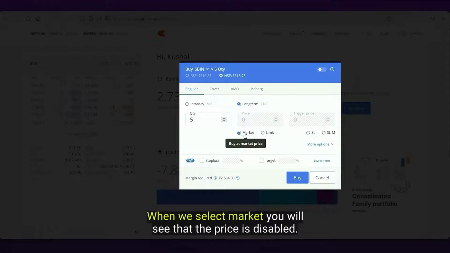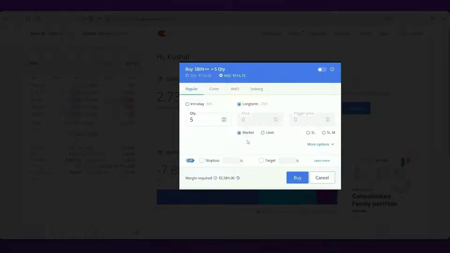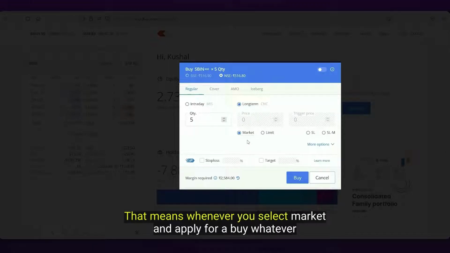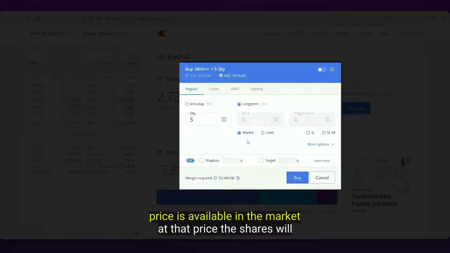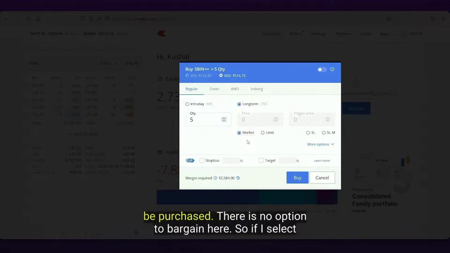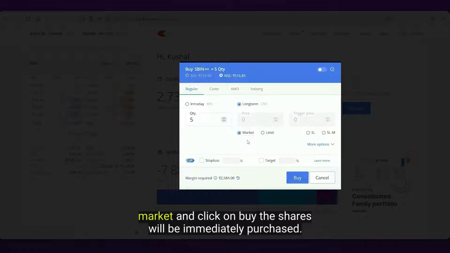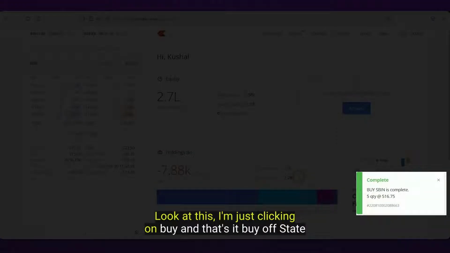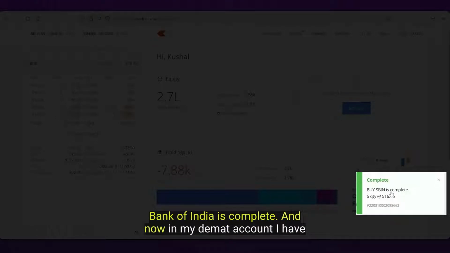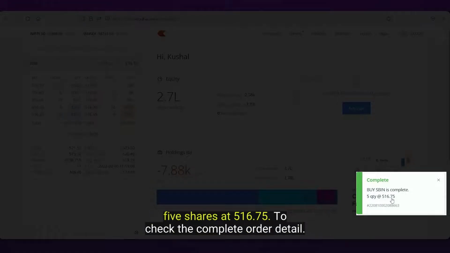When we select market, you will see that the price is disabled. That means whenever you select market and apply for a buy, whatever price is available in the market, at that price the shares will be purchased. There is no option to bargain here. So if I select market and click on buy, the shares will be immediately purchased. Look at this. I'm just clicking on buy and that's it. Buy of State Bank of India is complete, and now in my Demat account I have 5 shares at 516.75.